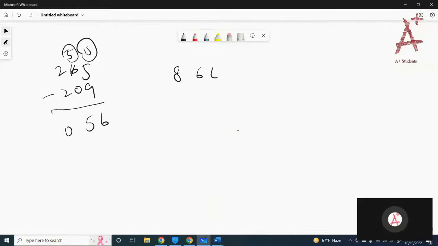Okay, the next one is you have to subtract 8,616 and 6,315. So you always start from the ones digit. So 6 subtract 5 is 1. 6 subtract 1 is 5. And 6 subtract 3 is 3. And 8 subtract 6 is 2. Got it? So it would be 2,351 when you subtract them. Got it?